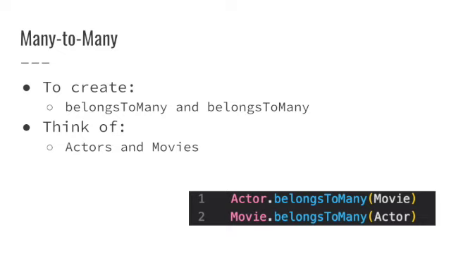Something important to note about many-to-many relationships is that they have something called a through table. This is a table that keeps track of those associations. If we have a table of actors and we have a table of movies, the through table will be called actor movie. This table will contain the foreign keys of movie ID and actor ID.